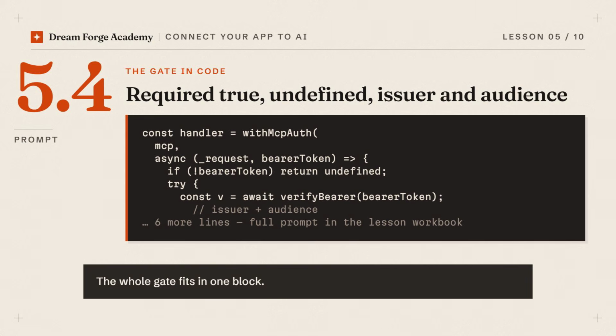The whole gate fits in one block. Required true is the line that must be explicit. The verifier returns undefined on both failure paths, no token, and a token that doesn't verify. Undefined is what sends the 401. The verify step checks issuer and audience together, and the audience is the exact resource URL with no trailing slash. Notice where the user id ends up, on the verified context, not in the arguments. Then make it structural. Your wrapper pulls that user id out of the context and passes it to the tool body as a plain parameter, and nothing else. The body can't read an id from an argument because it never sees one.